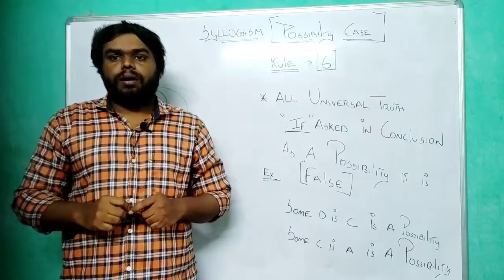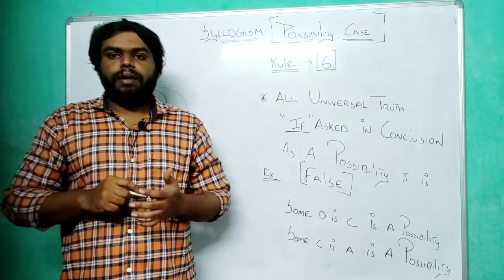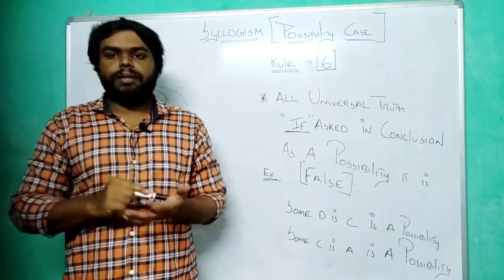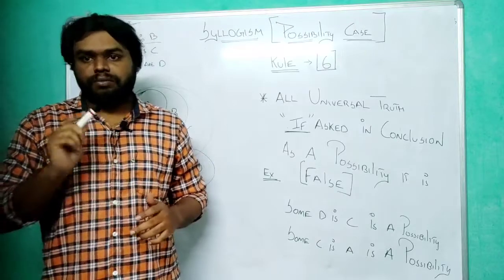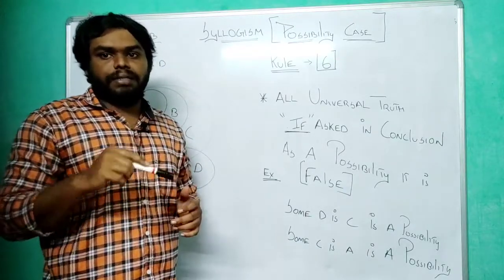Now let's look at rule number 6. Rule number 6 is a very important point. You should remember it. If you remember this, syllogism possibility case is a very easy topic for you. This is very important, please listen, right? This is similar to rule number 5, but it is slightly different.